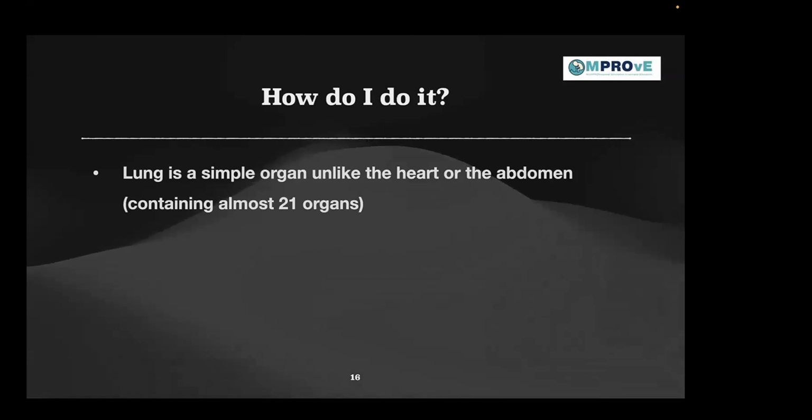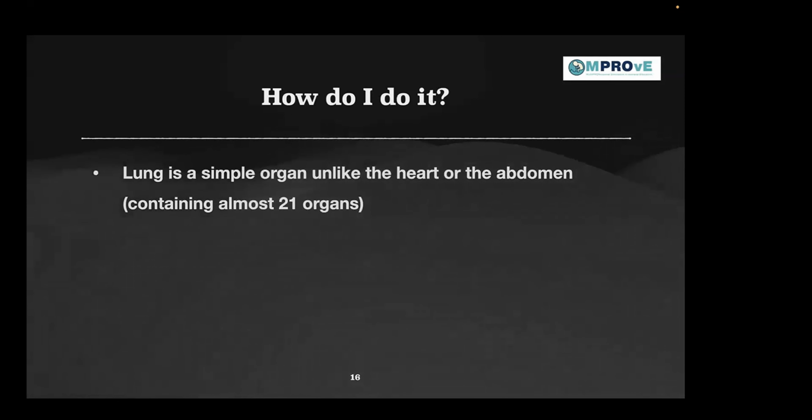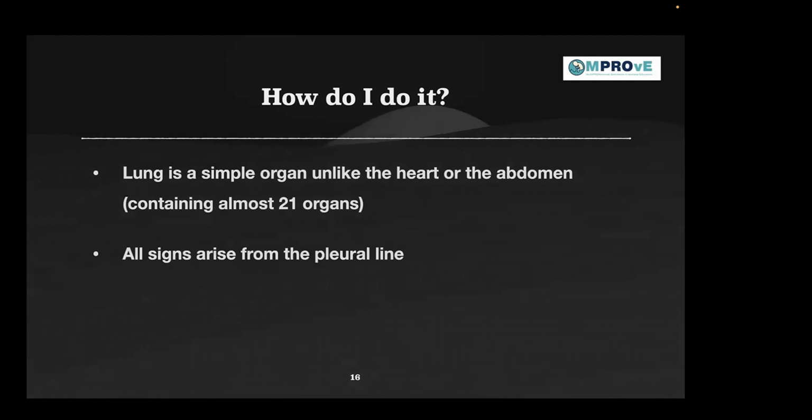Right. So lung is a very simple organ, unlike the heart, which is always moving in different chambers and the flows and stuff like that, or the abdomen, which contains almost 21 organs. So lung is nothing like it. It's a very simple sac of air. So it's a very simple organ. And mind you, in terms of point of care ultrasound where your heart, abdomen and other structures are involved, lung ultrasound is the most gross, because again, as I'm telling you, it's all about the artifacts. You don't look at the lung, you don't see lung, you only see the artifacts. So it's very gross. And all the science arises from the pleural line.